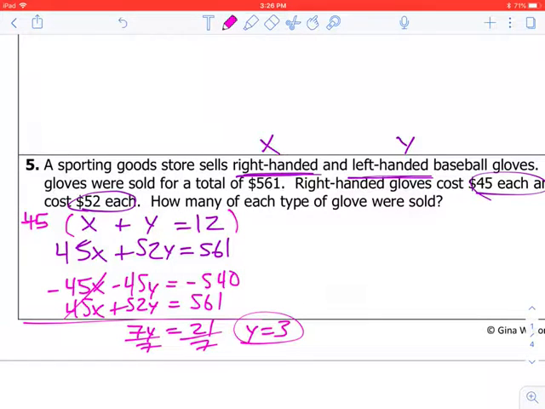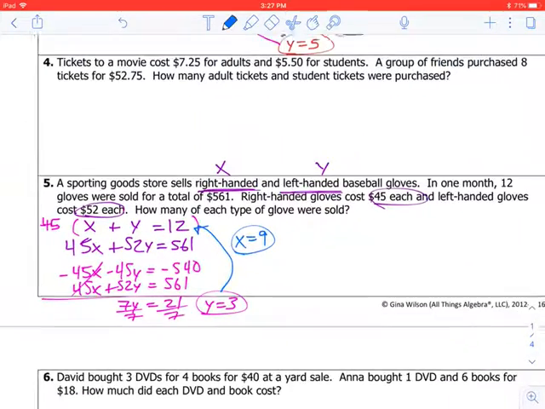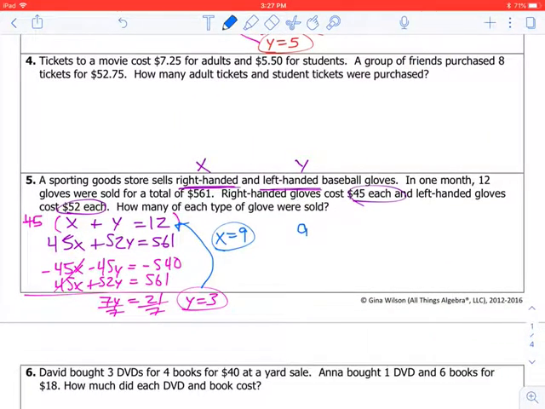Well, again, look at what we got here. If there's 3 y's, there's only 9 left. So either plug it in or just realize 9 plus 3 is 12. So x equals 9. And so there's 9 right-handed gloves and 3 left-handed gloves that were sold.